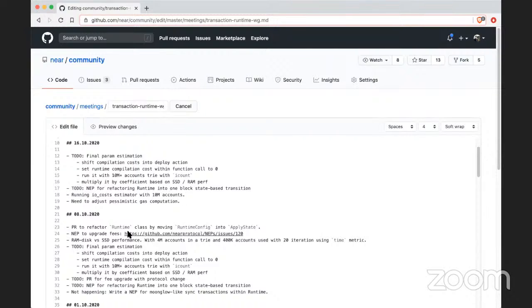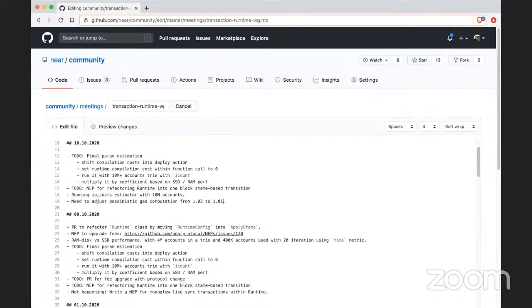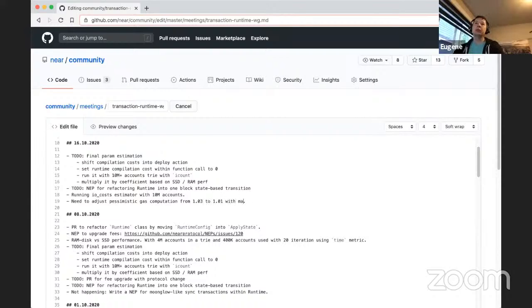Wait, so how are we going to adjust the gas computation there? So we'll go from 0.3 to 0.1 potentially with max upper limit potentially 64. So this, or we don't need to adjust. So we can ignore that part.